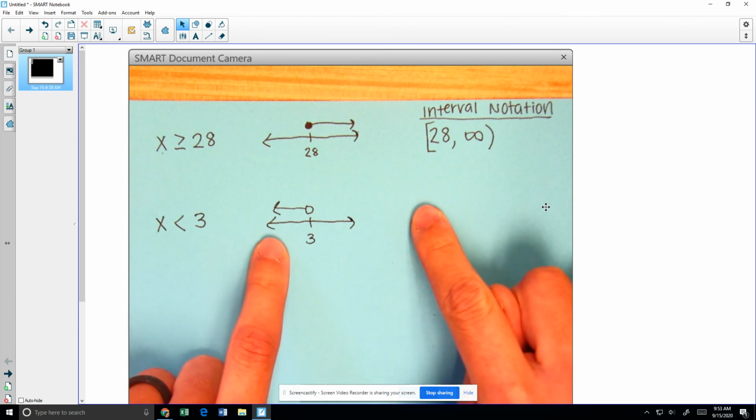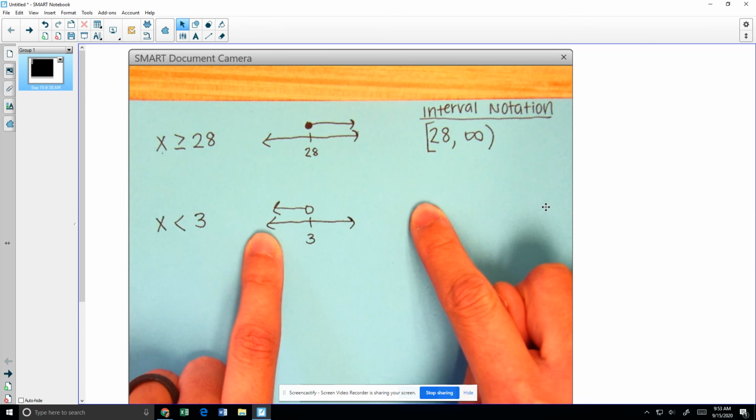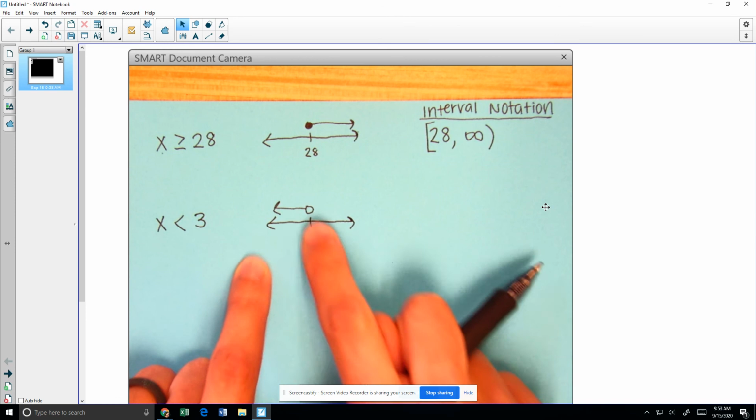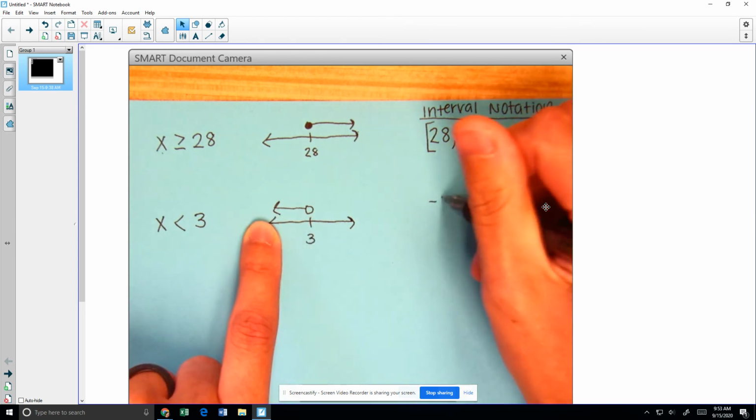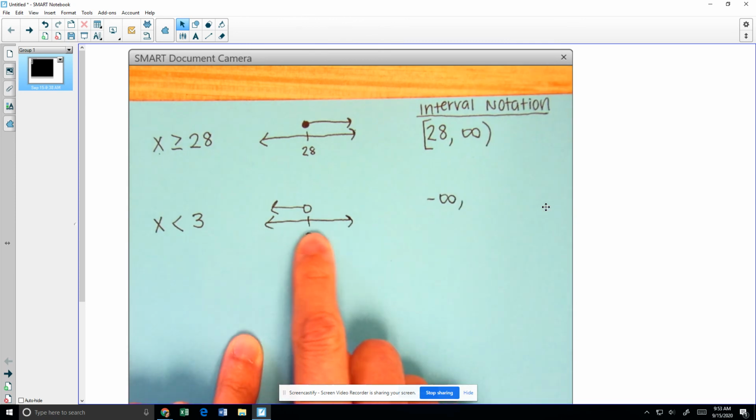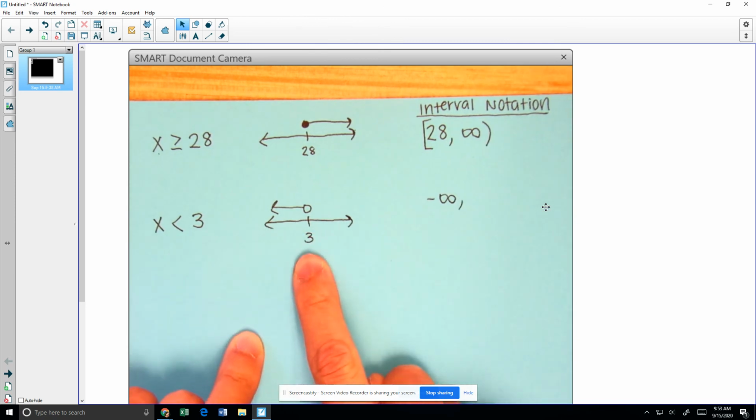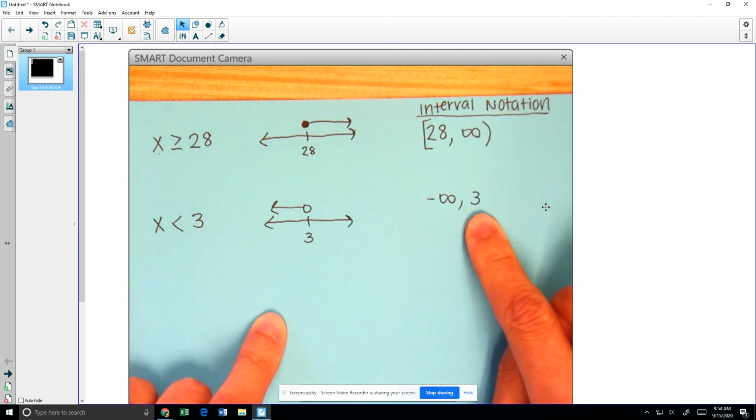So what is my leftmost number here? Negative infinity, right? It keeps on going to the left, so it's infinity, but in the negative direction. So my leftmost number is negative infinity, and then I write a comma, and then keep on going. So what is my biggest number it would get to? Three. So it gets to the 3. So then I write the 3 on the other side.